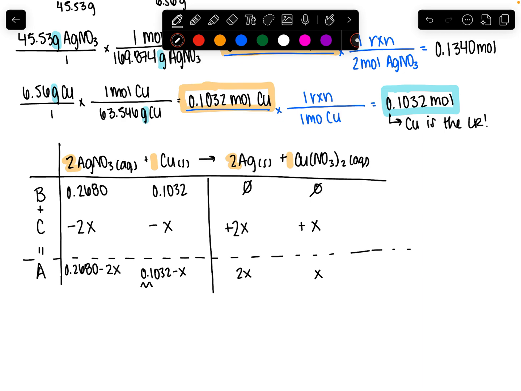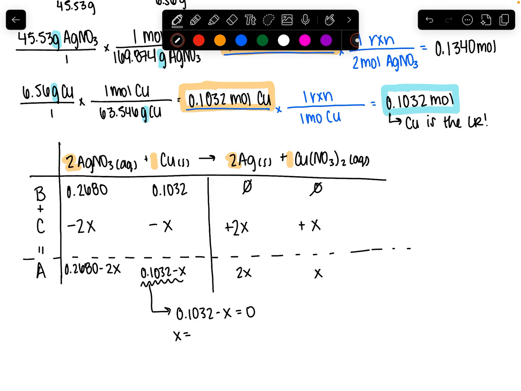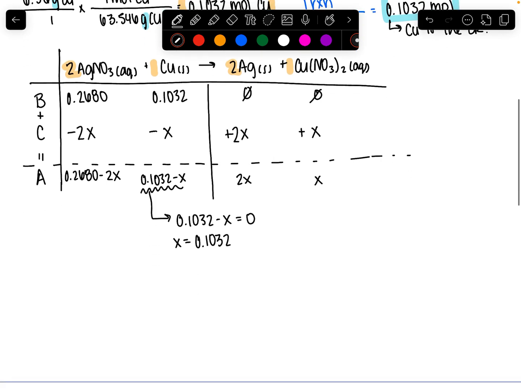So what we can say is this value right here should be equal to 0 because at the end of the reaction, no copper will be left over. So I just rearrange my equation using some quick little algebra, add x to the other side, and I'm going to end up with x being equal to this value right here. Now that I know x, I can plug it back in and just figure out how many moles of every substance I'm going to have at the end of this reaction.